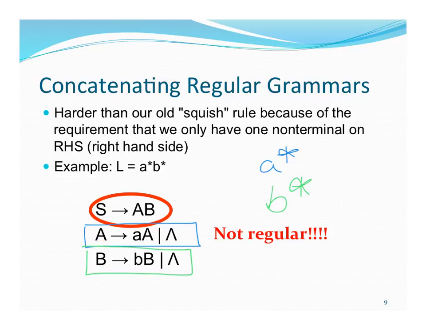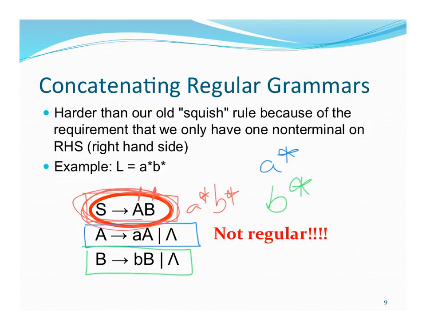Traditionally, what our rule would have been was we just say S goes to AB, and that would mean first you have the A's, the A rule, then you have the B rule, so that would be the language A star B star, which is great, except that this rule is not a regular production rule, right? We can't do that.